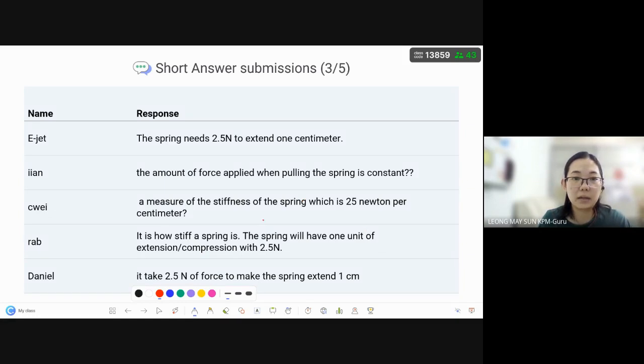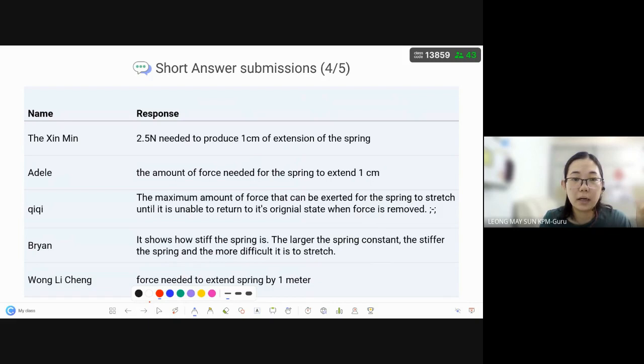The spring needs 2.5 Newton to extend 1 centimeter, correct? So a measure of the stiffness of the spring, which is 2.5 Newton per centimeter. It is how stiff the spring is. The spring will have 1 unit of extension, and the unit is what you need with 2.5 Newton. All right, it takes 2.5 Newton of force to make the spring extend by 1 centimeter. Good job, Daniel. 2.5 Newton needed to produce 1 centimeter of extension.